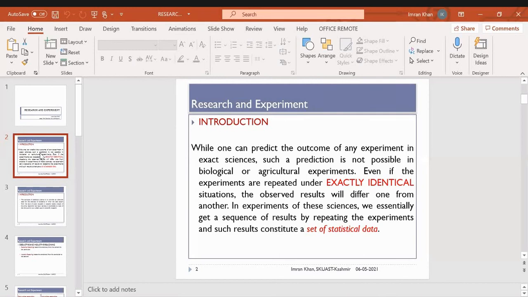So when one can predict the outcome of an experiment in exact sciences, such a prediction is not possible in biological or agricultural experiments. Even if the experiments are repeated under exactly identical situations, the observed results will differ from one another. So in experiments of these sciences, we essentially get a sequence of results by repeating the experiments, and such results constitute a set of statistical data.